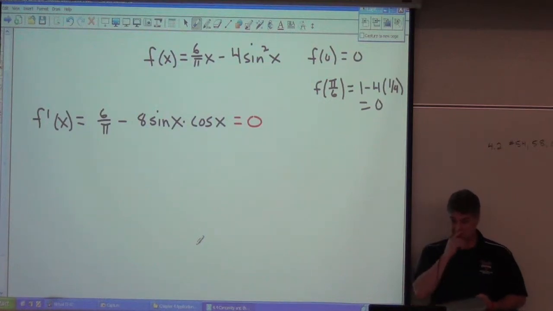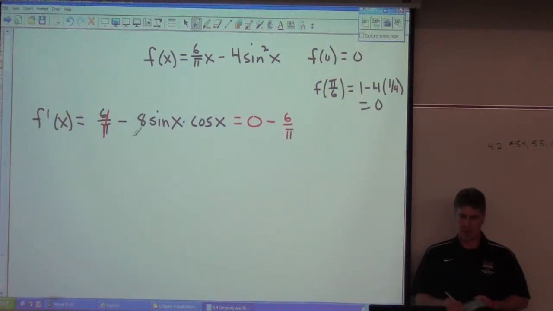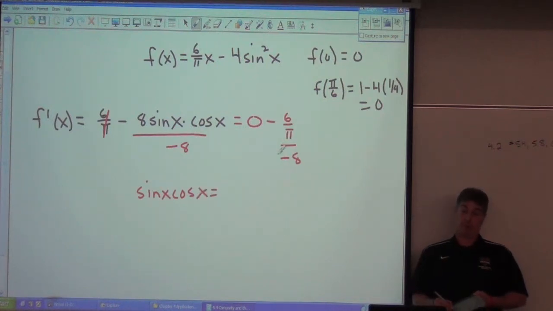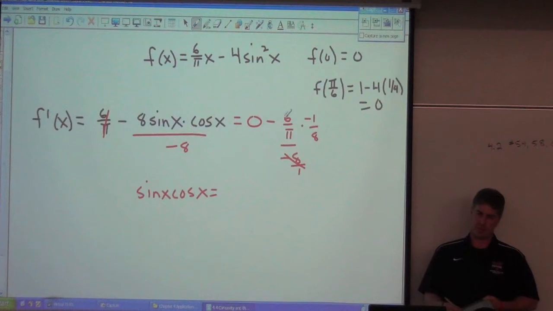Let's see, if we set this equal to 0, this is going to be a little bit of work to solve. I would think we take the 6 over pi over here. It becomes negative. Divide both sides by negative 8. See, that's what I thought. Sine of x, cosine of x. But, yeah, so this is like 8 over 1, so we'll multiply by negative 1 over 8. So, let's see, 2 goes into 6 3 times. 3 over 4 pi. Well, the 2 negatives make it positive.